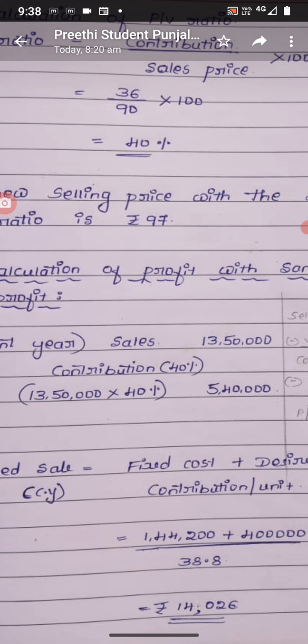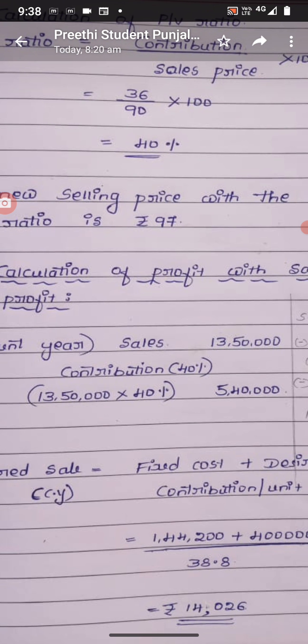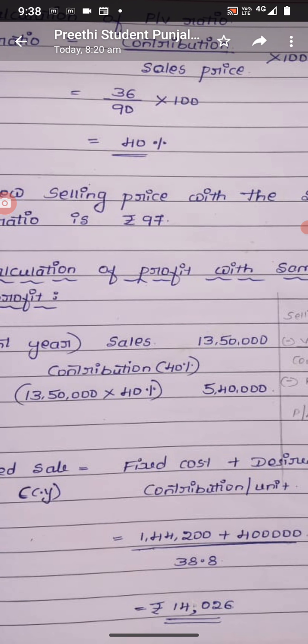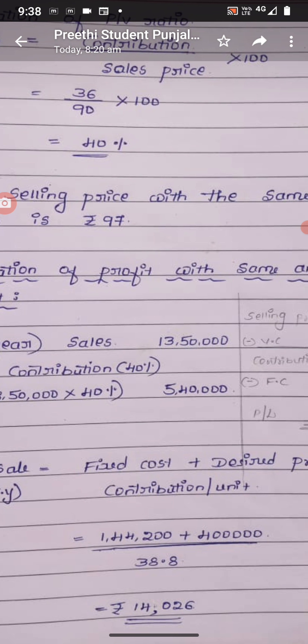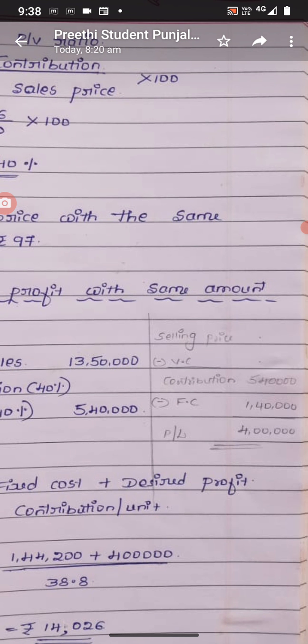Now you see, this is for the previous year. Now for the current year, fixed cost is 1,44,200 plus 4 lakh desired profit. How 4 lakh? See 5,40,000 minus 1,40,000 of previous year fixed cost, that comes to 4 lakh. So this is the same profit they want to earn, 4 lakh rupees profit this year also.